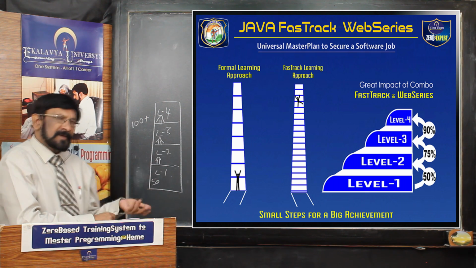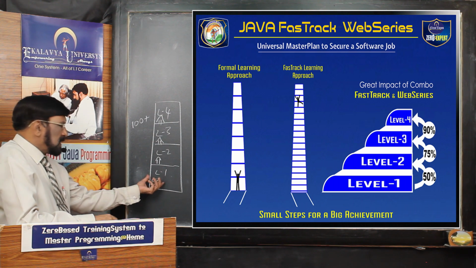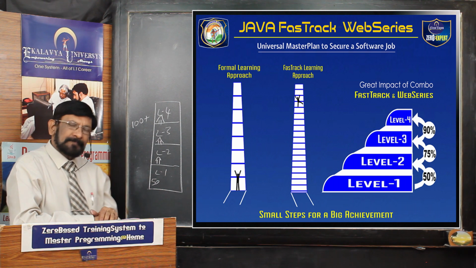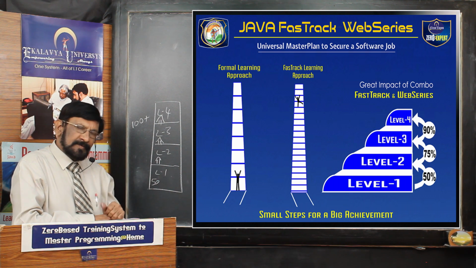Okay. Now, the first level you already finished. That type of thing only I am giving as a sample. Here you do that. That is a room example. Already you calculated areas of a room.